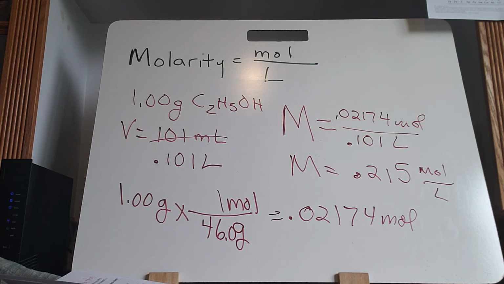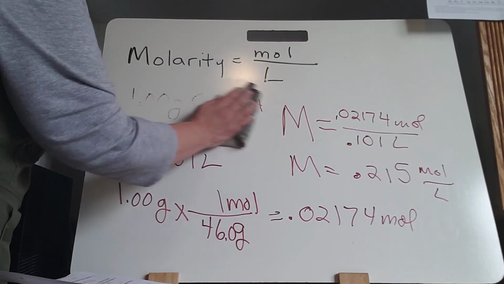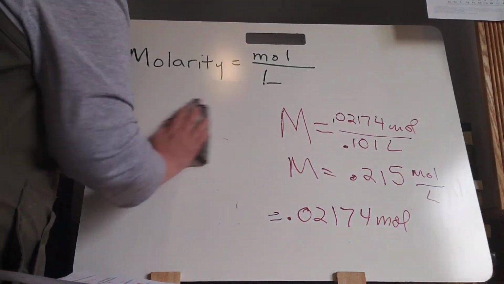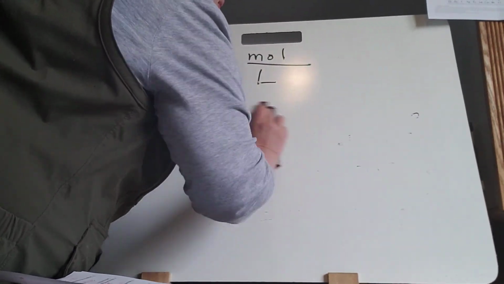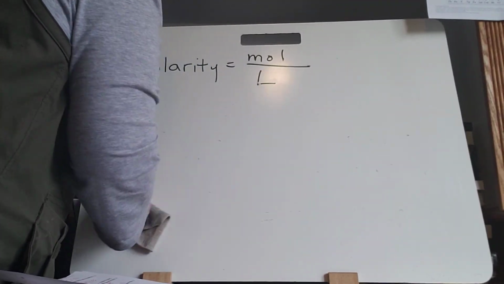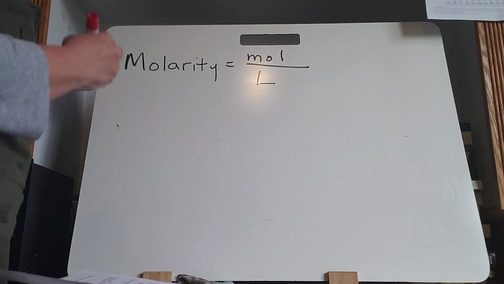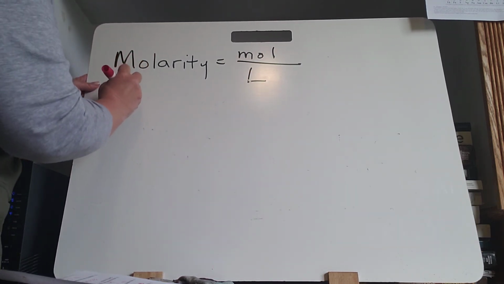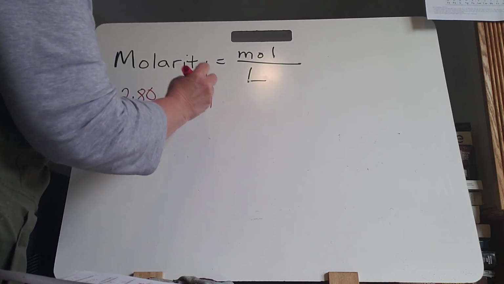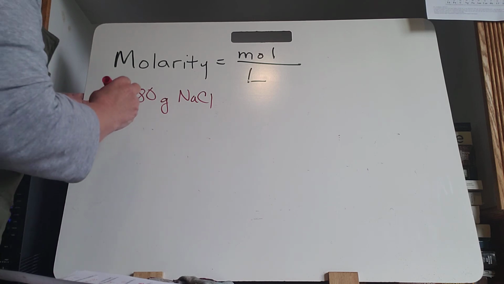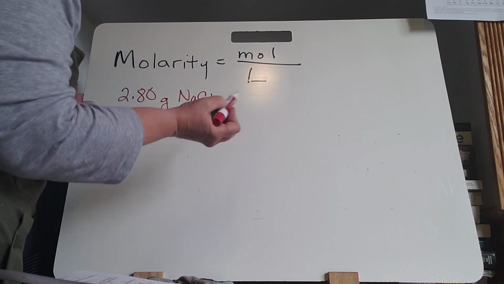All right. So let's try one on your own. You're now on the second page, number 7. I want you to set that up on your own. We'll pause the video here. And in this problem, they're giving us 2.80 grams of sodium chloride and using enough water to make 135 milliliters of solution, salt water.